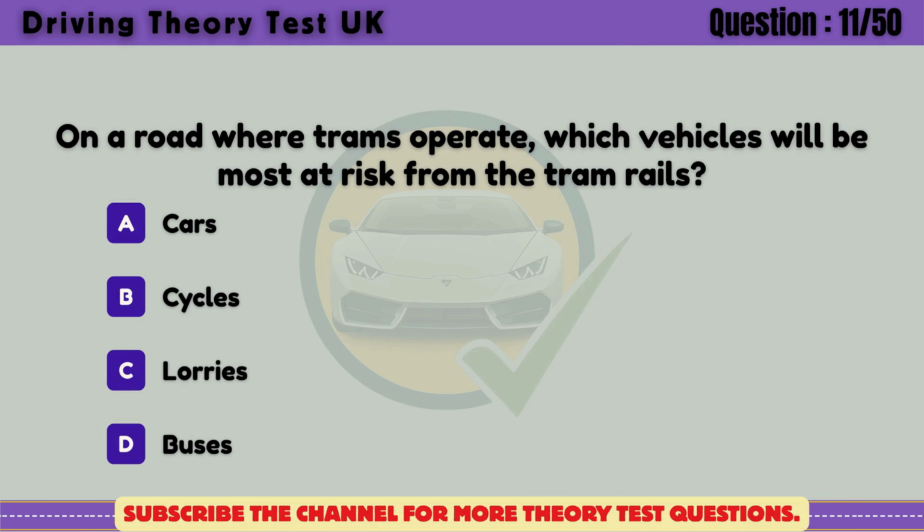Question 11. On a road where trams operate, which vehicles will be most at risk from the tram rails? Option A. Cars. B. Cycles. C. Lorries. D. Buses.